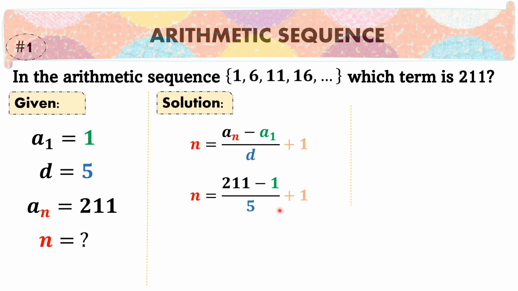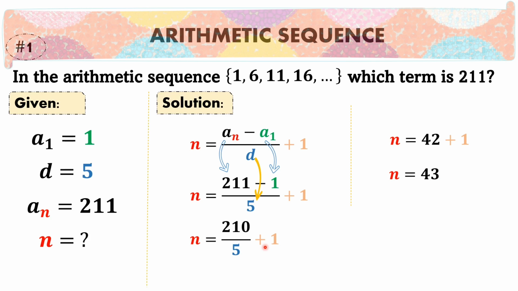Performing the operations, we have 210 over 5 plus 1. So 210 over 5 is 42, plus 1 is 43. So n is 43. This means that 211 is the 43rd term in the arithmetic sequence.